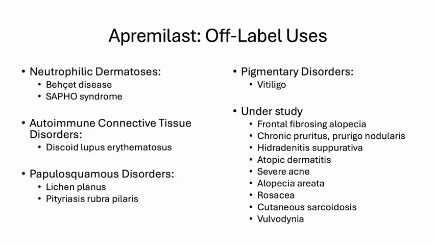Apremilast has also shown promise in several off-label uses. Clinical trials have demonstrated its efficacy in Behçet's disease, particularly in reducing oral and genital ulcers. Small pilot studies suggest potential benefits in discoid lupus erythematosus and lichen planus. There are also individual reports of efficacy in pityriasis rubra pilaris, vitiligo, and SAPHO syndrome, and ongoing studies are exploring its use in various other dermatologic conditions.